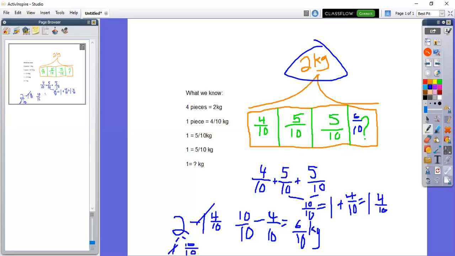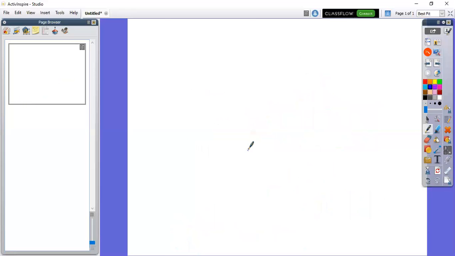All right. So that was the application problem. Now I'm going to move on to the first problem for today's lesson. So the directions are, make groups of 10 tenths to rename as 1. Write the number in decimal form.